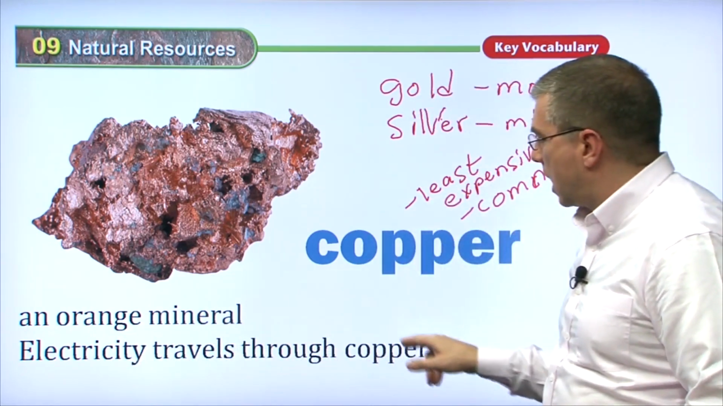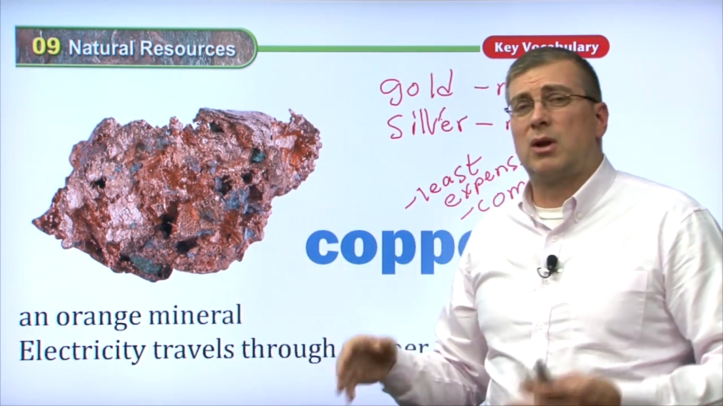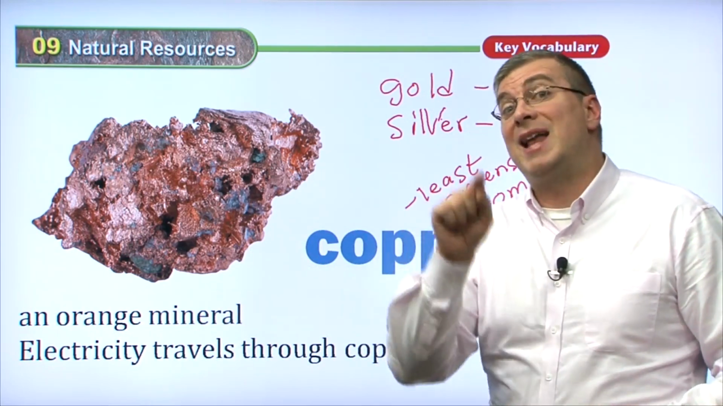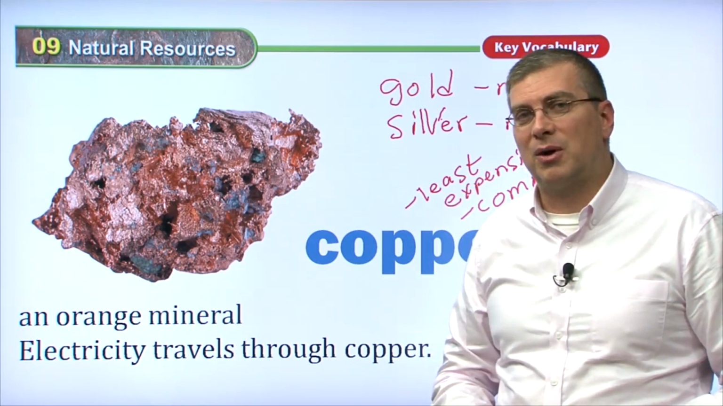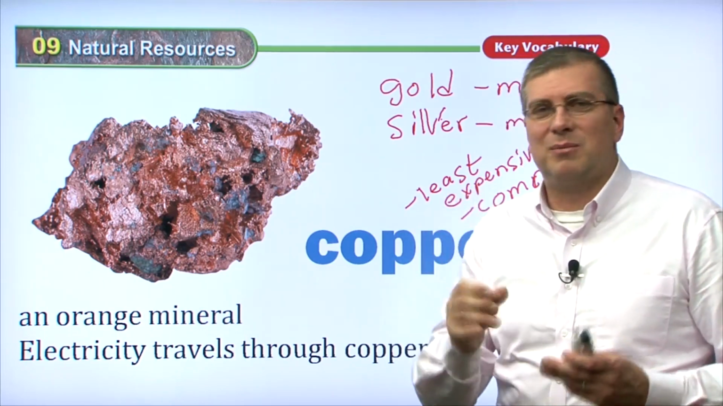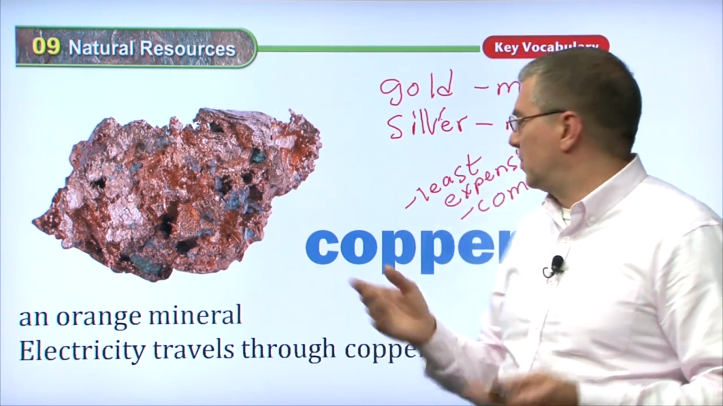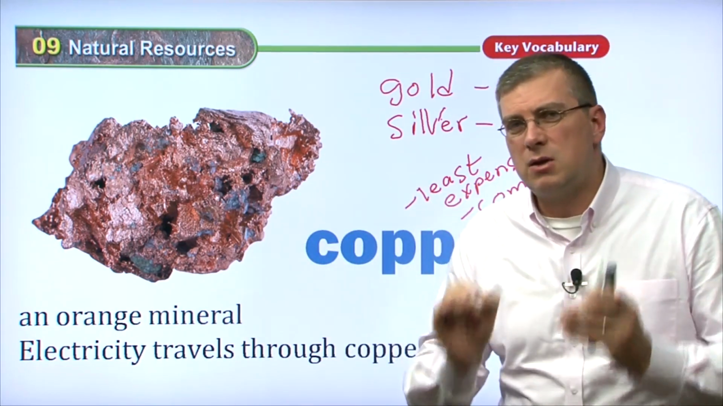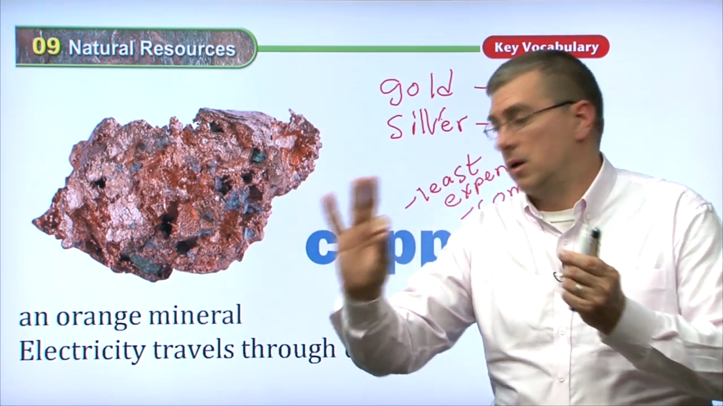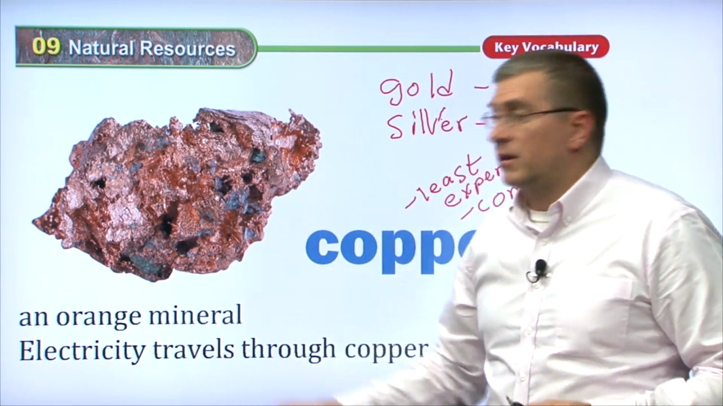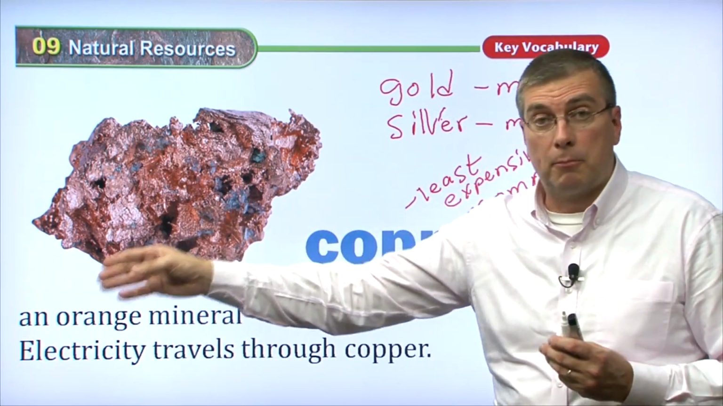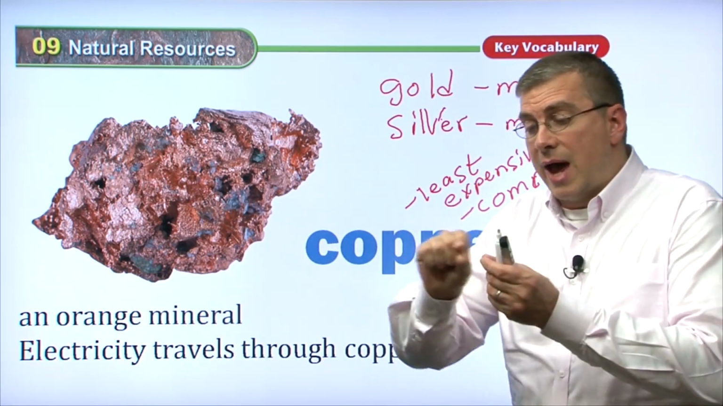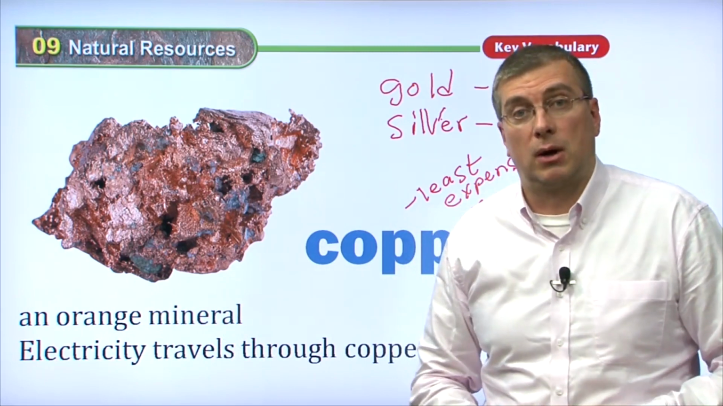Electricity travels through copper. Although we did use copper a lot for money, and we still do, if you look at American money, the penny is made of copper. It's a very small coin, and it's not that valuable. Copper is the least expensive. But the most we use copper for is wires, for electricity. When we want electricity to come from our plug in the wall to our computer or to our electronic device, that wire is made of copper.